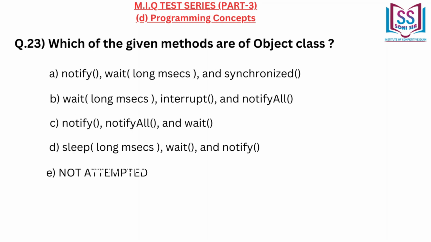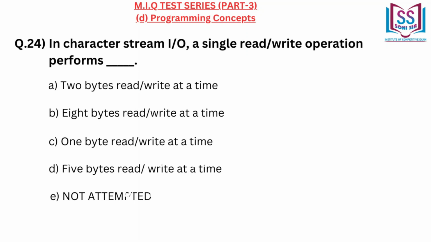Which of the given methods are of Object class? A. notify, wait(long milliseconds), and synchronized. B. wait(long milliseconds), interrupt, and notifyAll. C. notify, notifyAll, and wait. D. sleep(long milliseconds), wait, and notify. In character stream I/O, a single read-write operation performs dash. A. 2 bytes read-write at a time. B. 8 bytes read-write at a time. C. 1 byte read-write at a time. D. 5 bytes read-write at a time.